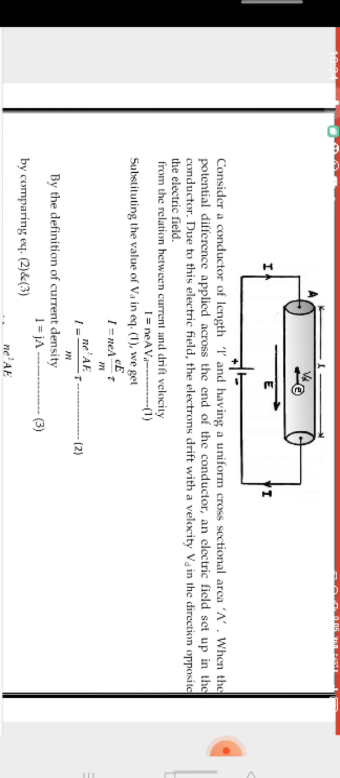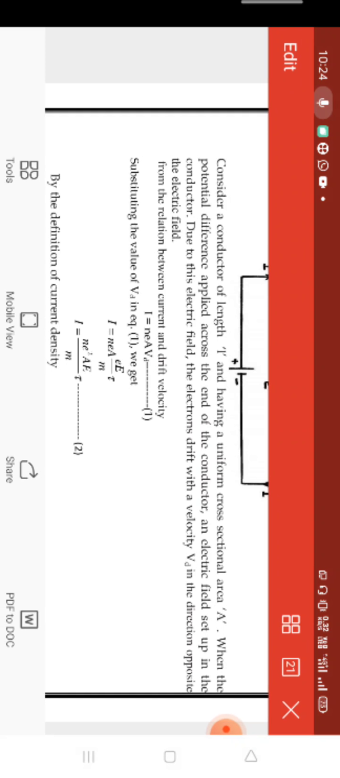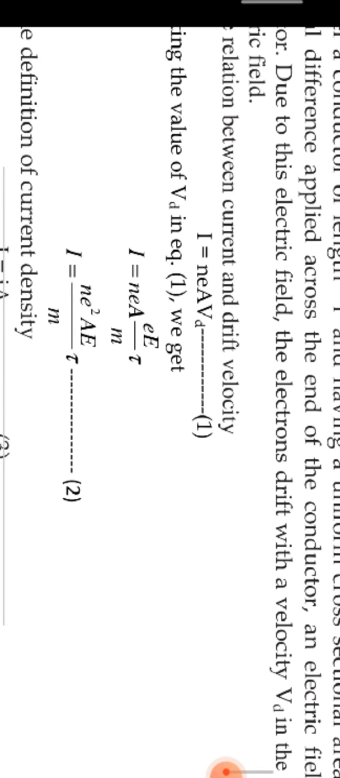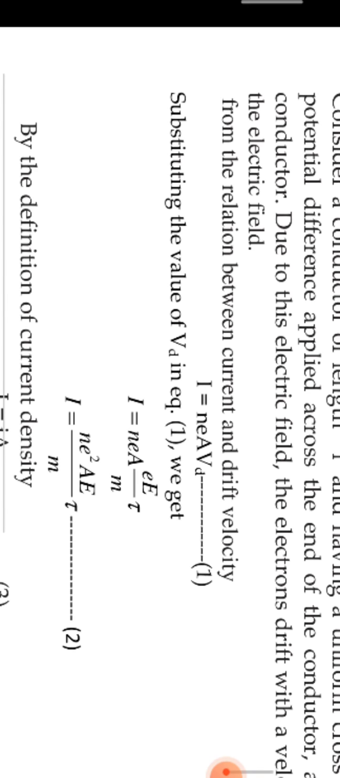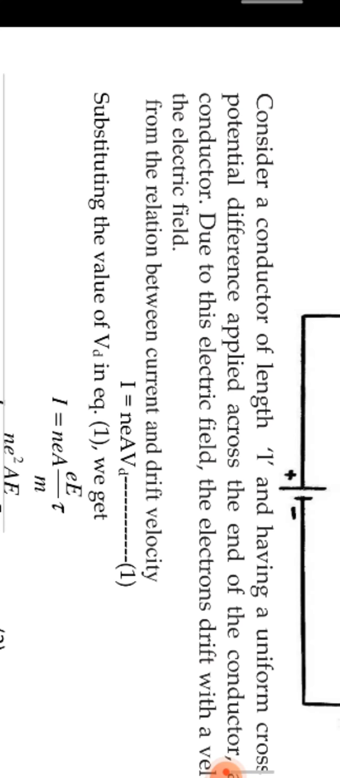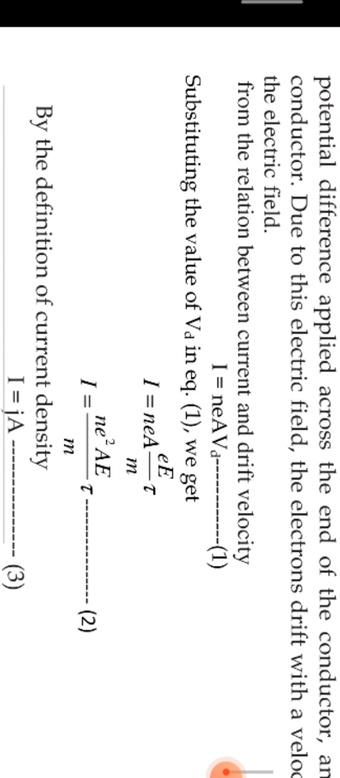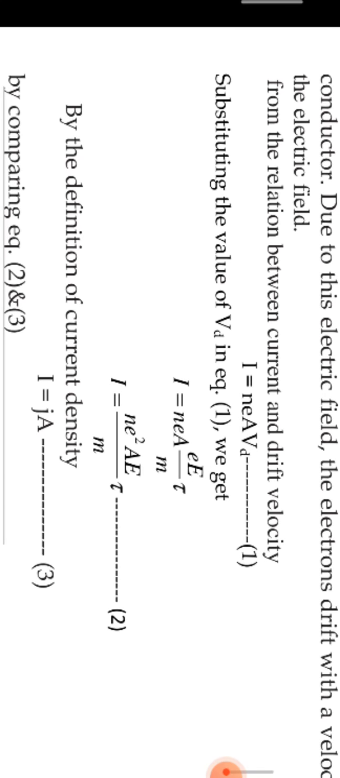Consider the same explanation. From the relation between the electric current and the drift velocity, I equals neAVd. Here n is the electron density, the number of electrons per unit volume, small e is the charge of the electron, A is the area of cross section of the conductor, and Vd is the drift velocity.